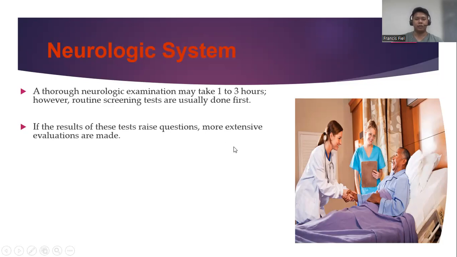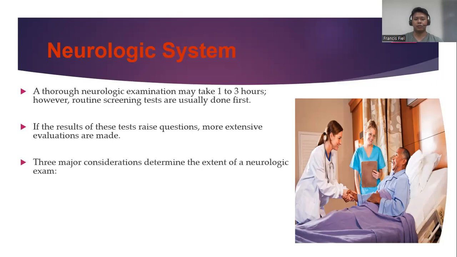If the results of these tests raise questions, more extensive evaluations are made. So if you see that the patient has a problem with consciousness, orientation or memory, then by that time you have to start an extensive evaluation of the neurologic system. Now, there are three major considerations to determine the extent of the neurologic exam. So what are they? One is the client's chief complaint.